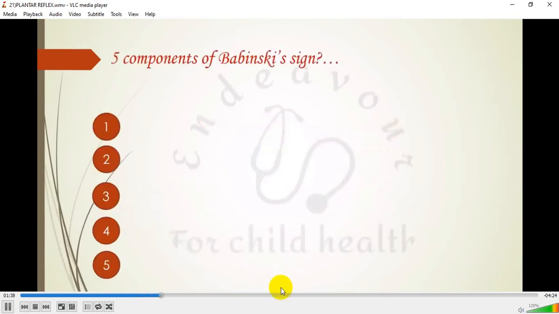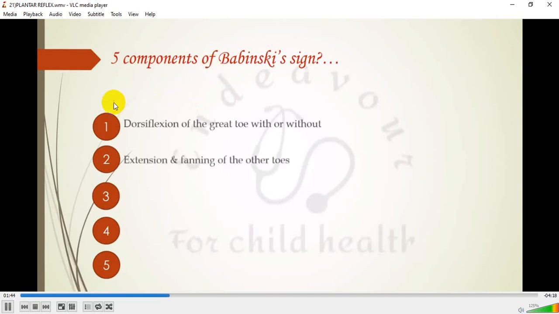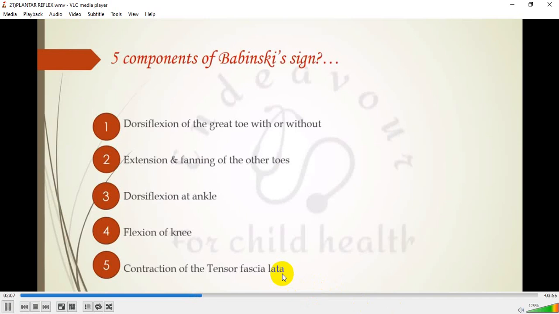The Babinski sign has 5 components. These are the 5 components of Babinski sign. Dorsiflexion of great toe, extension and fanning of the other toes, dorsiflexion of foot, flexion at knee, and flexion at hip with contraction of the tensor fasciae lata. One must remember that withdrawal reflex, while extensor plantar response is called as Babinski's positive. A flexor plantar response is not known as Babinski's negative. So there is no term as negative Babinski sign. Either we say Babinski sign or Babinski's reflex, and it is a superficial reflex. We will show various superficial and deep reflexes in a subsequent video.